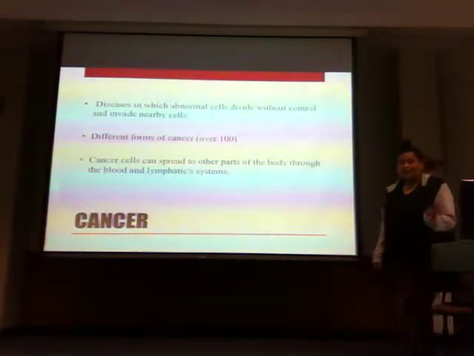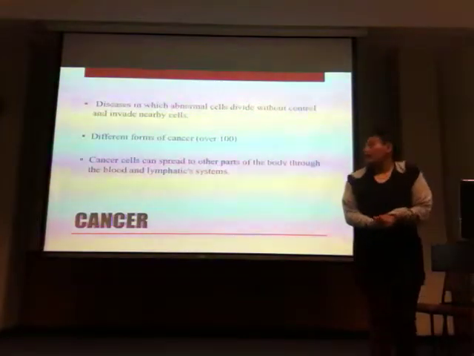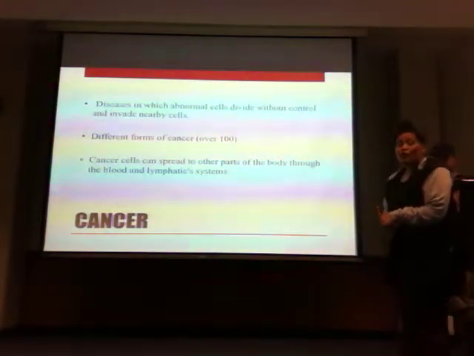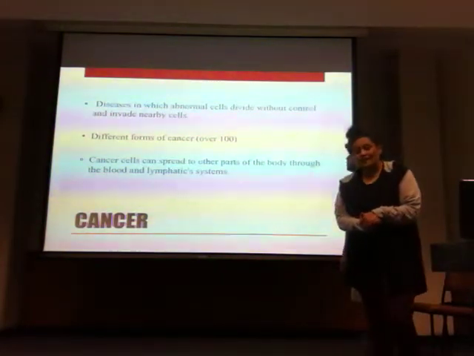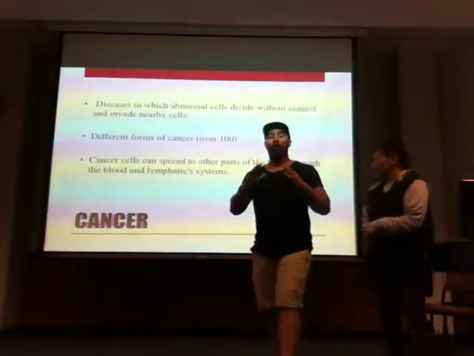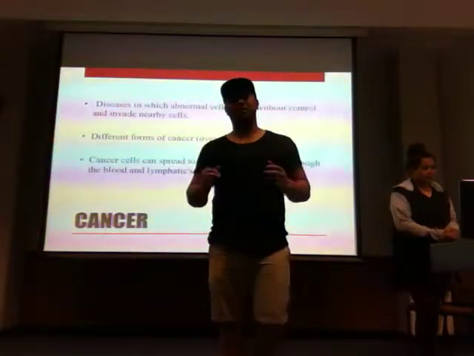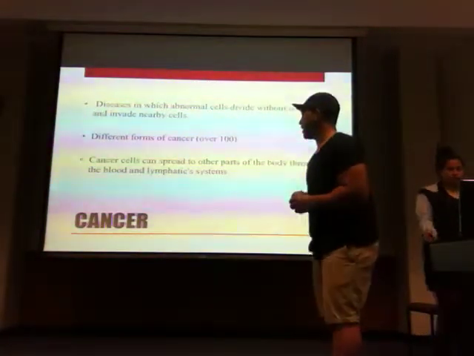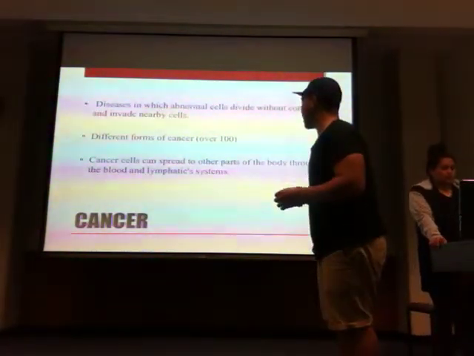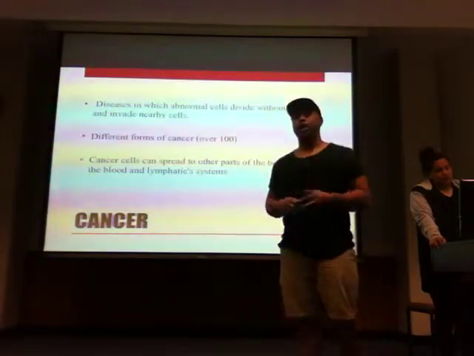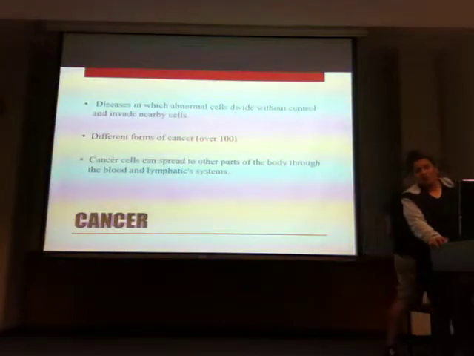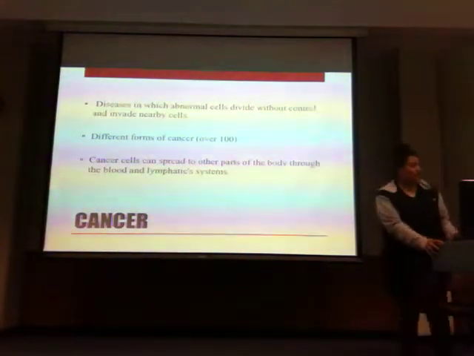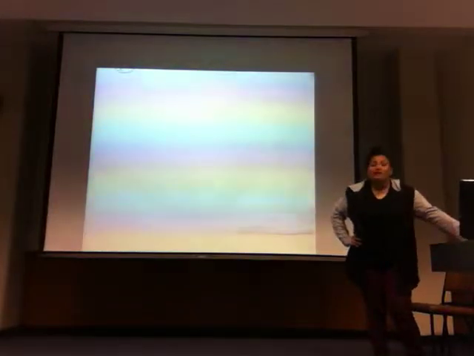So, here's a bit of a definition about cancer. Cancer is diseases in which abnormal cells divide without control and invade nearby cells. And there are over 100 different types of cancer. Cancer cells can spread to other parts of the body through the blood or the lymphatic system. Right now, Rod, we're going to do an illustration for you with a voiceover from myself.